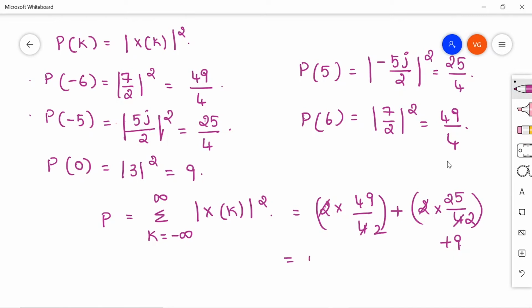So what I get is 46 watts. The unit of power is watts. So this is how we can calculate the total power. This formula is nothing but Parseval's theorem.